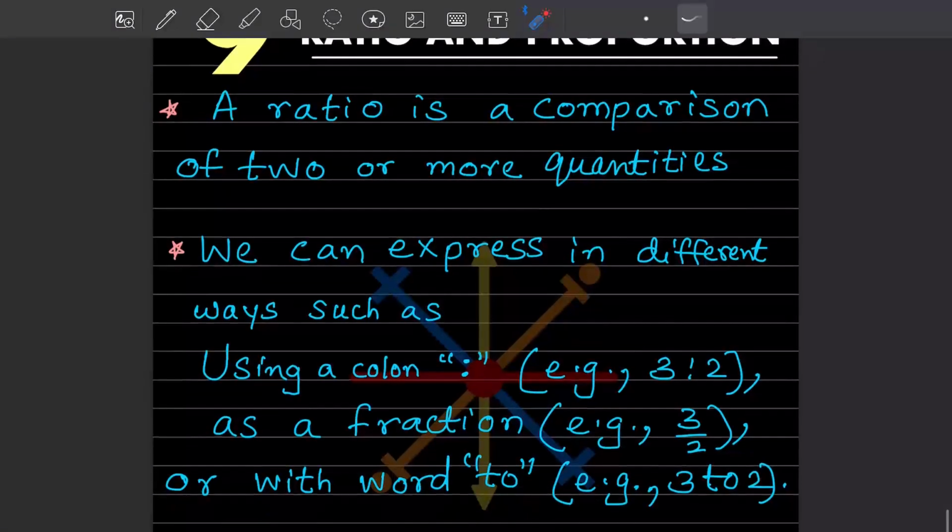Then it says that we can express it in different ways, like using a colon. Colon means, can you see this sign? That has two dots. So the example will be 3, then the dots over here, this is called a colon, and this is 2. Then the second way is to use a fraction. So fraction means this is 3 by 2. Some number should be in the numerator and some number should be in the denominator. That is called a fraction in short. And by using the word "to", so that is 3 to 2. So these are the different ways.